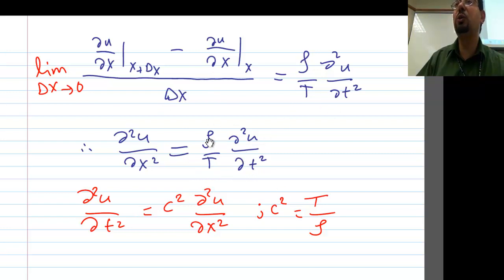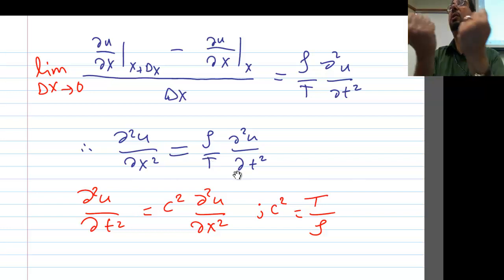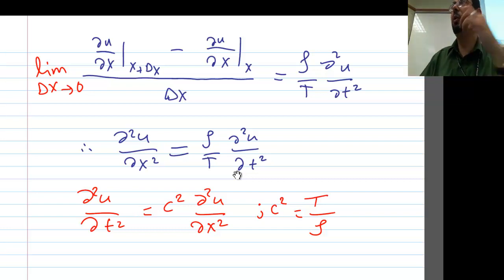Rho over T, that's always positive: density over tension. It cannot be under compression, right? It doesn't work. You will buckle. I mean, you will get squeezed. So this is always positive. Let's not just call it c, let's call it c squared. It's a constant where c squared is T over rho, and that is the 1D wave equation.